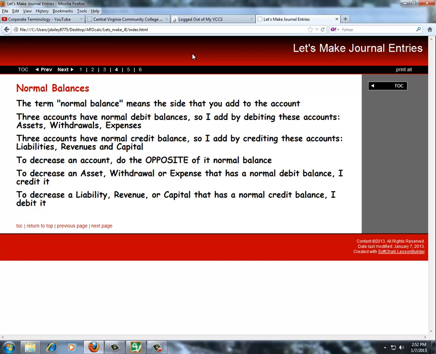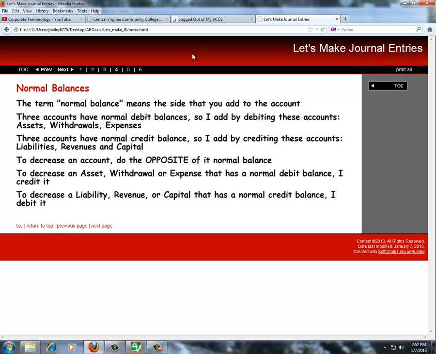Now we're going to look at the concept of a normal balance. Of these 6 accounts, 3 of them have normal debit balances and 3 have normal credit balances. And by the term normal, it just means that I increase on that side of the account. Each account has a debit and credit side, and the normal balance is the side you add.